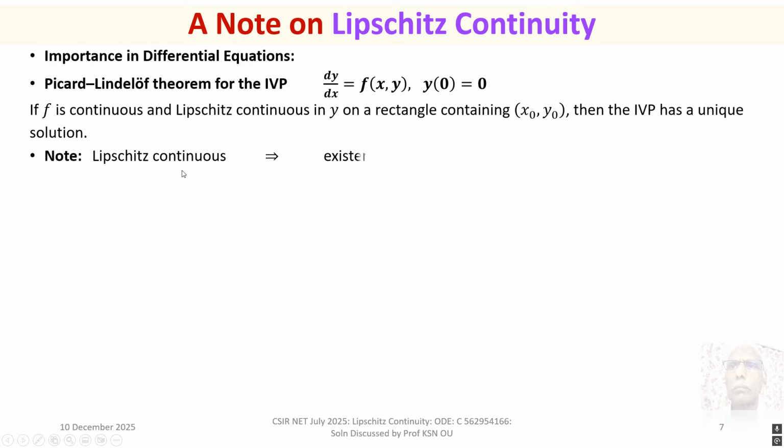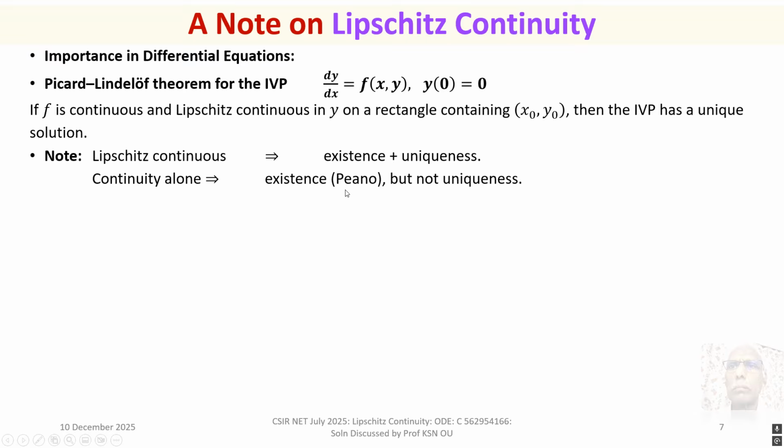Note, Lipschitz continuity implies the existence and uniqueness of the solution. That means there exists a unique solution. Existence and uniqueness is guaranteed when f is Lipschitz continuous. If f is just continuous alone, not Lipschitz continuous, then there exists a solution by Peano's existence theorem, but it is not unique.